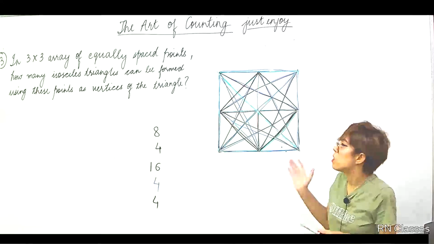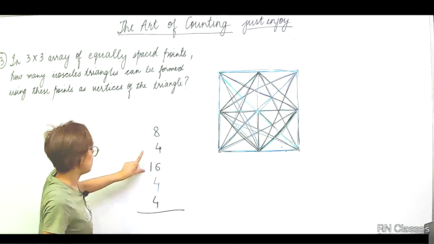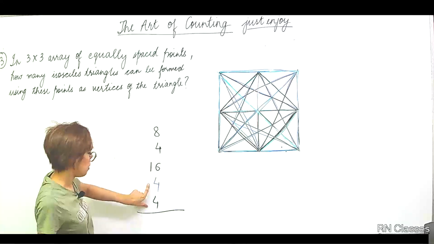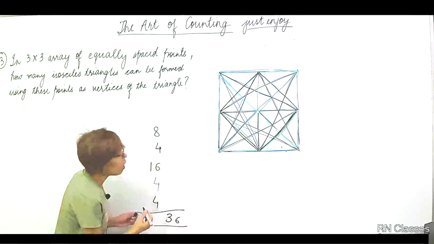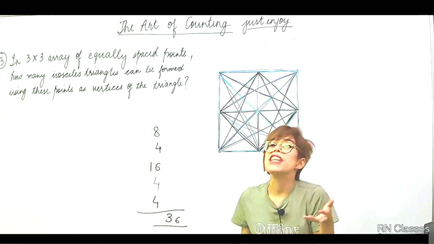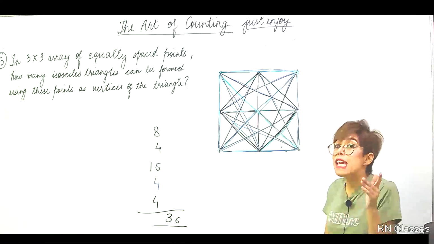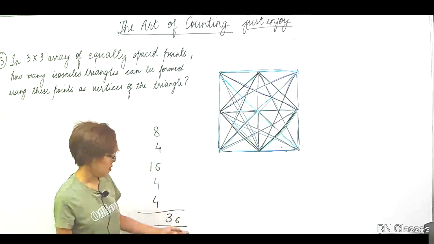Now the last step is just to count these. So this is 12, this is 28, and 28 plus 8, that is 36. So in all, you have 36 isosceles triangles in a 3 into 3 array of equally spaced points. That is your final answer.